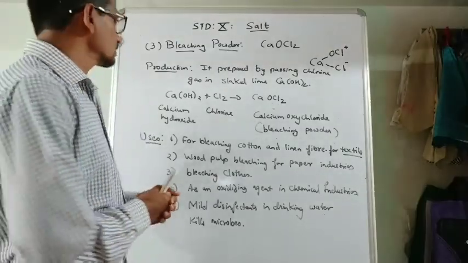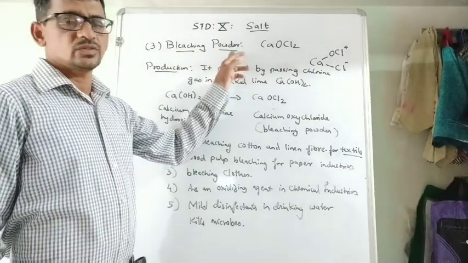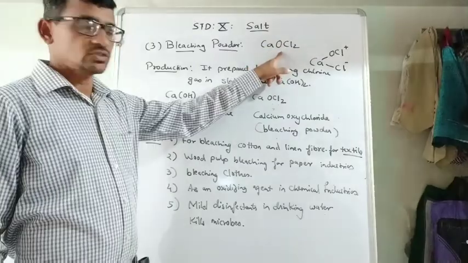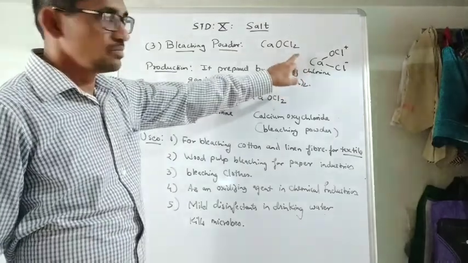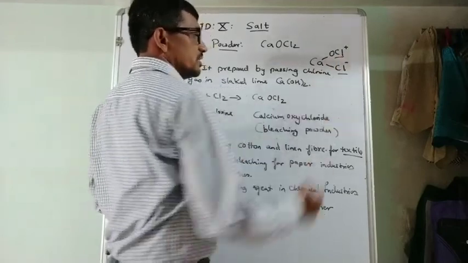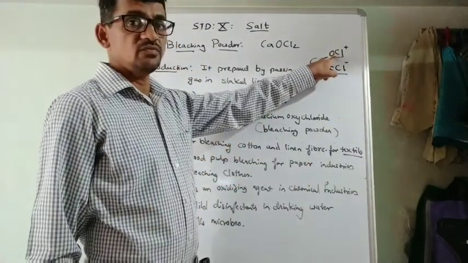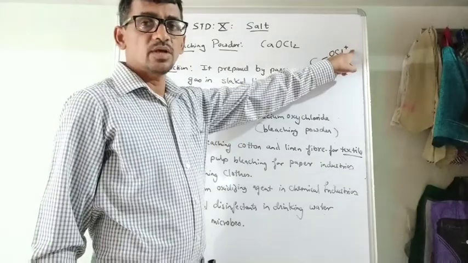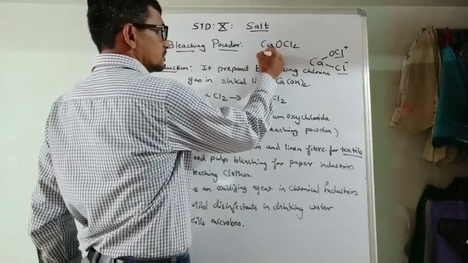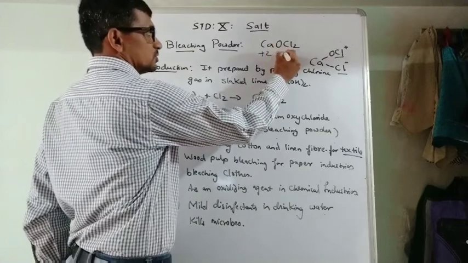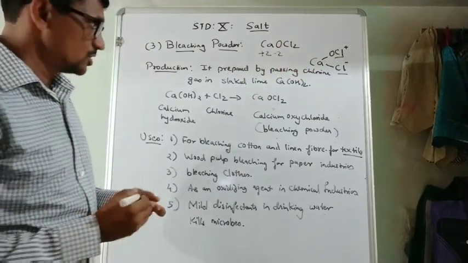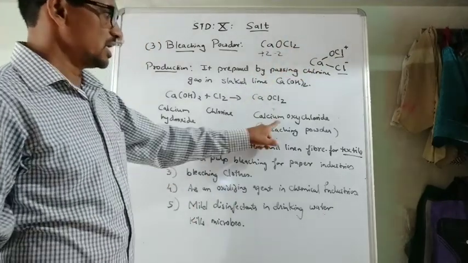Okay, third substance is bleaching powder. Its formula is CaOCl2. Ca means calcium, oxygen, and Cl2. Its chemical structure is Ca, with OCl on one side and Cl minus on the other side. So in OCl, chlorine has a plus charge and the other chlorine has a negative charge. Calcium has plus 2 charge, oxygen minus 2 charge, and the 2 chlorines having plus 1 and minus 1 are nullified. So it is chemically named calcium oxychloride.